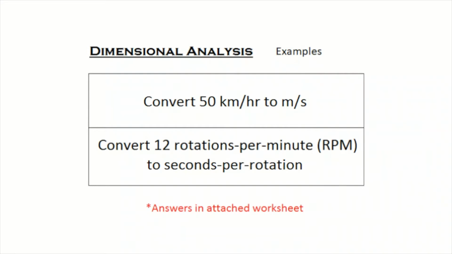Dimensional analysis, just more complicated conversions, trying to do 2 or more units at the same time. In the top example, we're trying to go from kilometers per hour into meters per second. So 2 examples here. If you want to try either of them, I've put the answers in the attached worksheet.